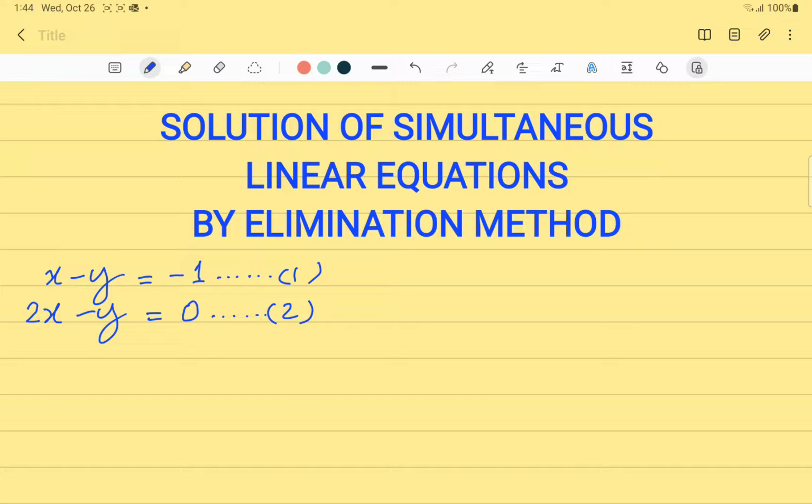Here we can see that y has no coefficient. When there is no coefficient, it means it is 1. So in both the cases it is same. We can see minus y is there in both the equations. So we don't need to multiply these equations with any number, and without multiplying with any number we can simply subtract these equations from each other, because coefficient of y is same.